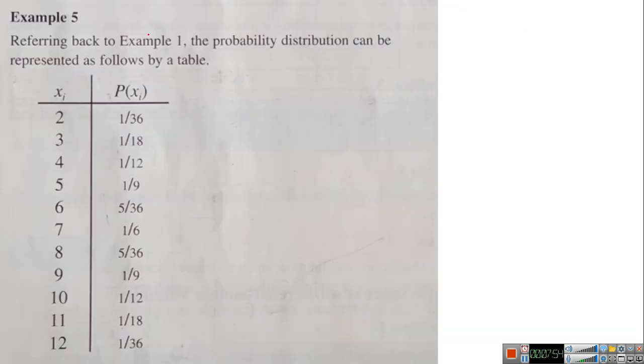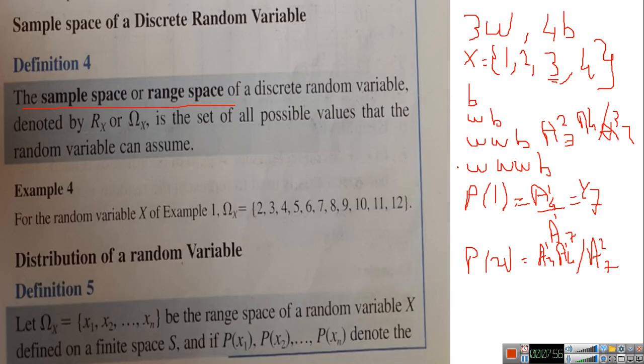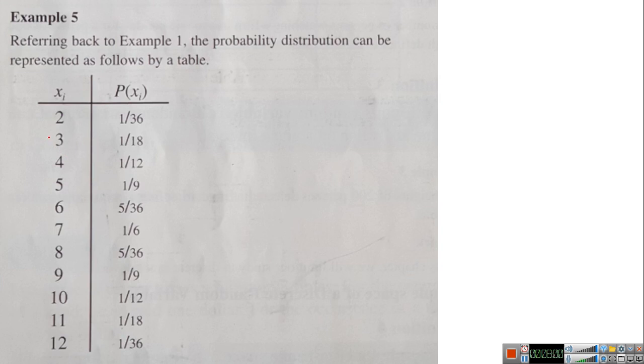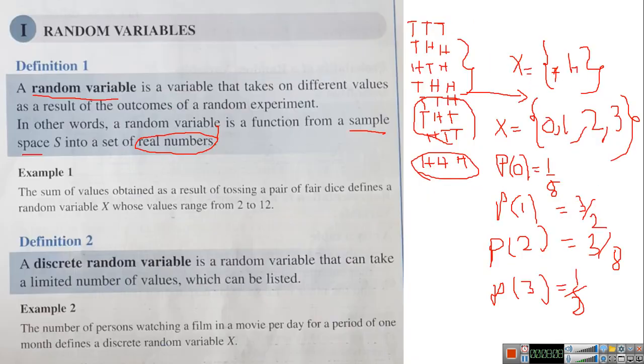Now, when you have xi and p of xi, for example, when we solve these, we have 1 over 7, whatever, we can arrange them in a table. The example here in number 1 was the sum of values obtained as a result of tossing a pair of fair dice.